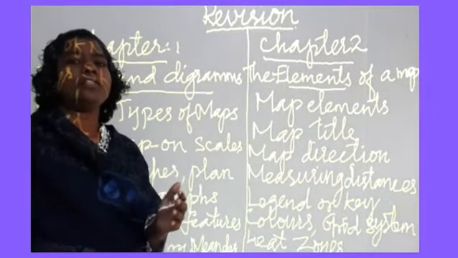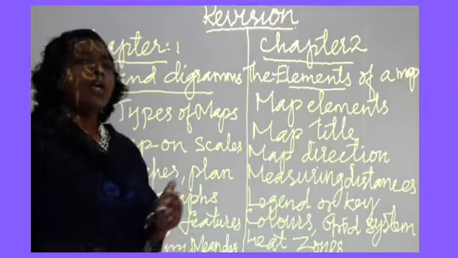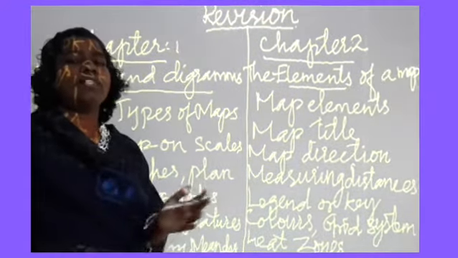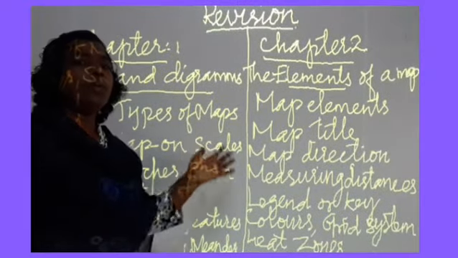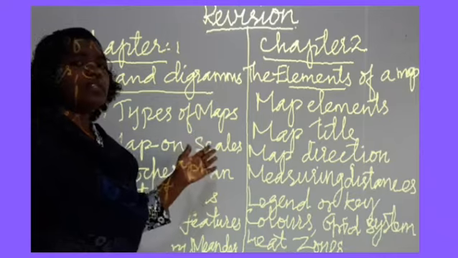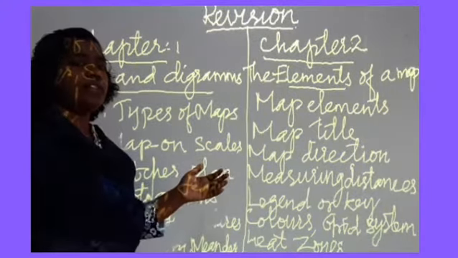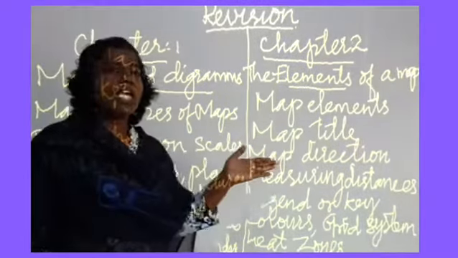The first line is the contour line. The contour lines are given with numbers. And also arbitrary lines are given. The horizontal and vertical lines which form the grid system or grid are called arbitrary lines. The horizontal lines are known as northing and the vertical lines are known as easting. So these are different types of map.